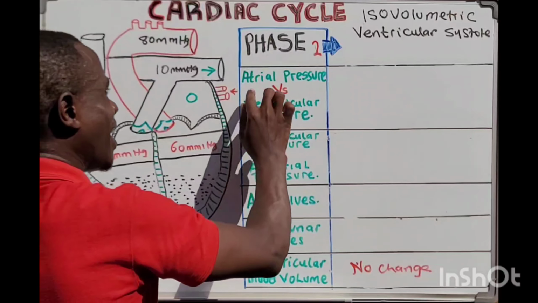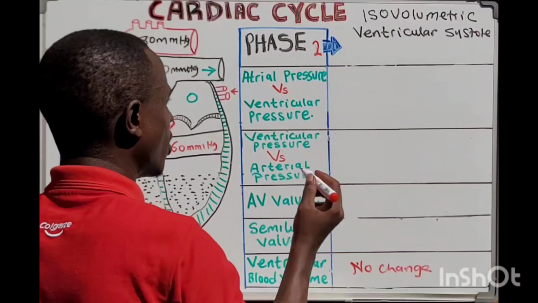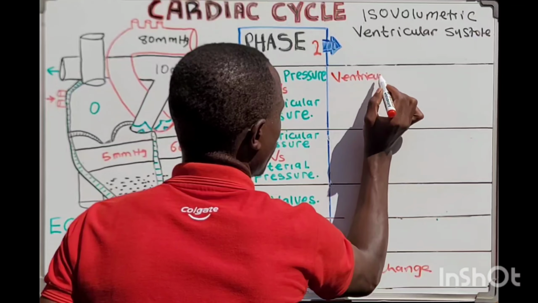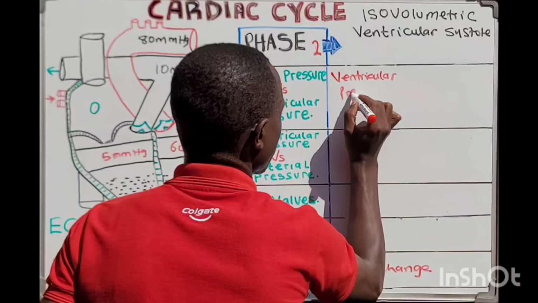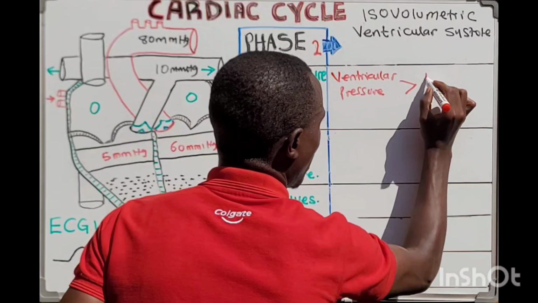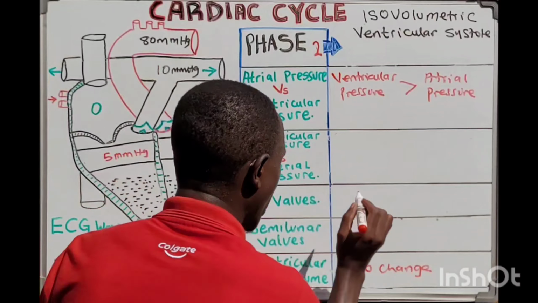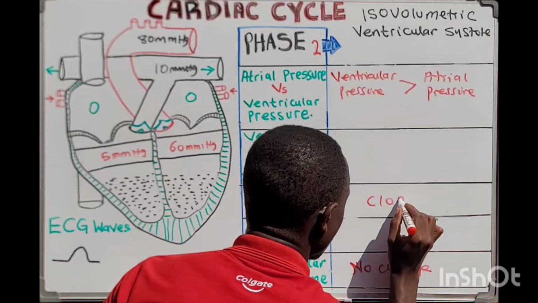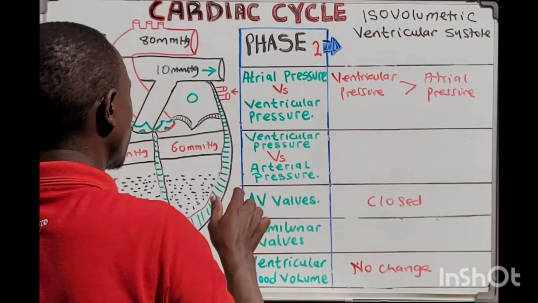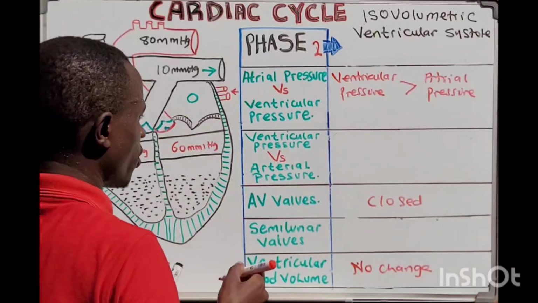Okay, so now we have said that the arterial pressure is going to be less compared to ventricular pressure, but still we can write it as ventricular pressure is going to be greater than arterial pressure, and because of that, our AV valves are going to be closed. Okay, and of course we have said that the arterial pressure is going to be still greater than the ventricular pressure.